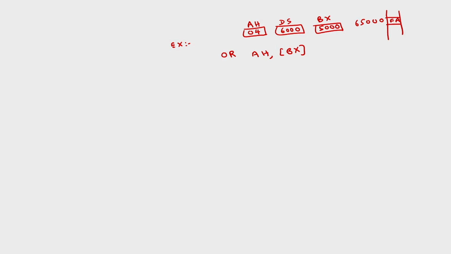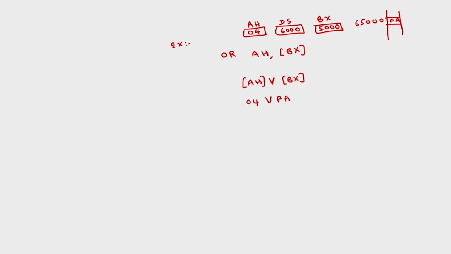So here this operation is going to logically OR the contents of AH with the contents of the memory location which is pointed by BX register. So in this we have physical address of 65,000, in that 65,000 we have FA. So AH contents will be logically ORed with the contents of memory. So AH contents will be 04 logically ORed with FAH.